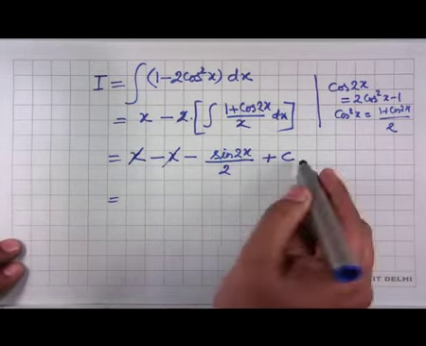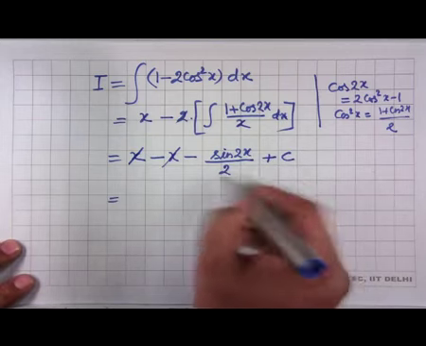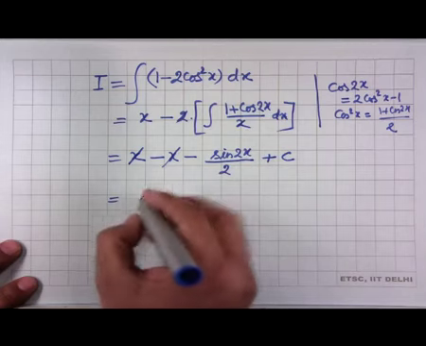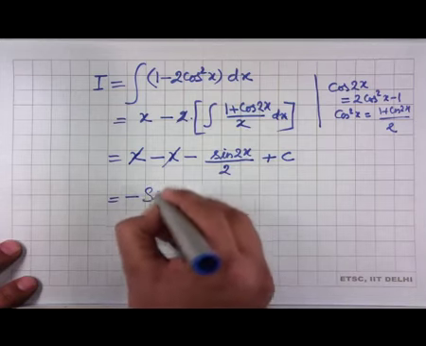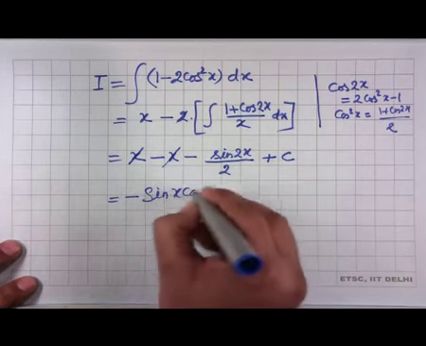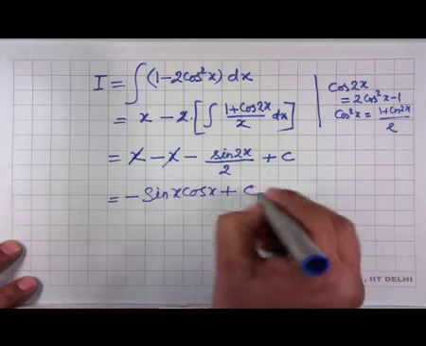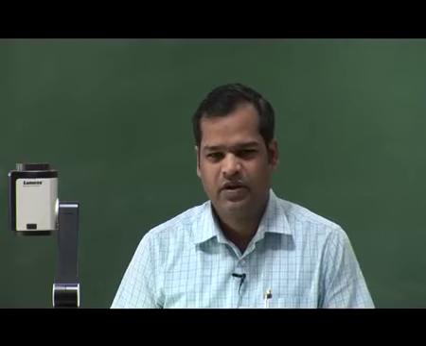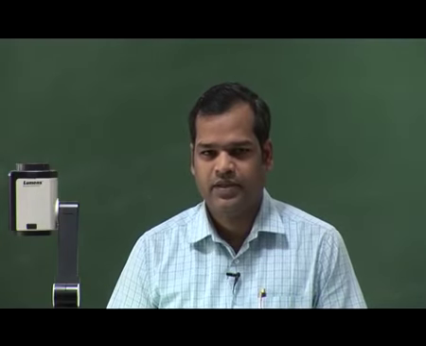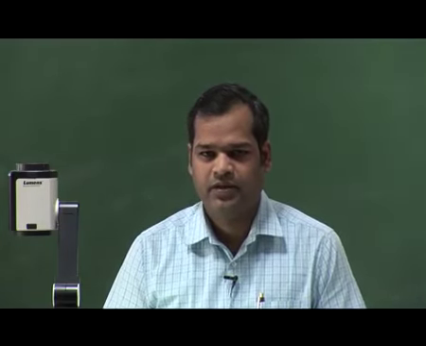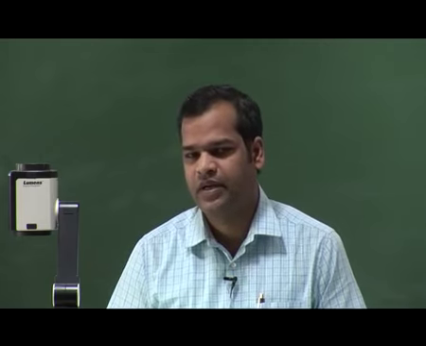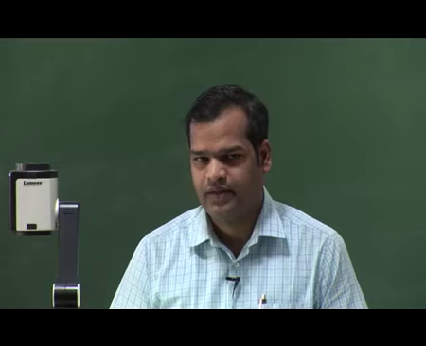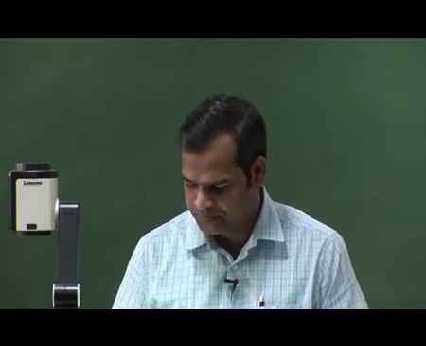You can still write it in the same form as it is here, or you can write sin 2x as 2 sin x cos x. Therefore, this can be written as minus sin x cos x plus constant. So using trigonometric identities, we saw that this integrand can be written in a very simpler form, which was further converted using another trigonometric identity, and then simply evaluated.